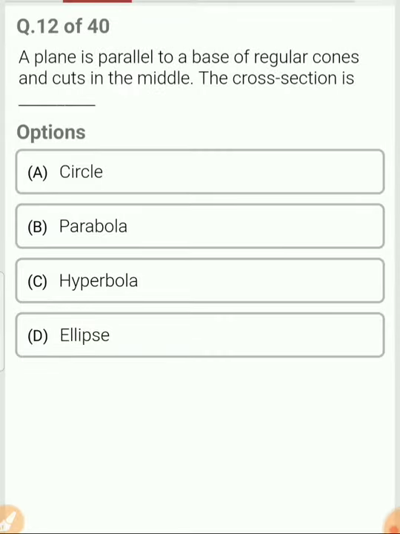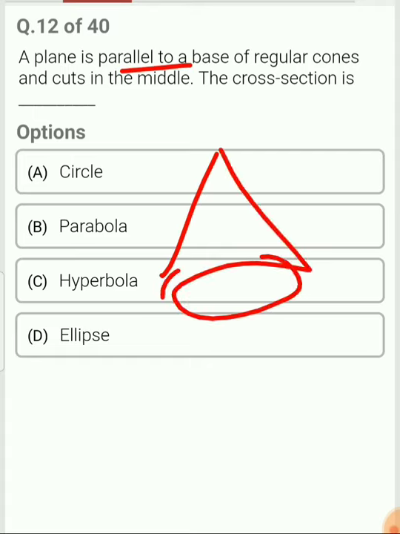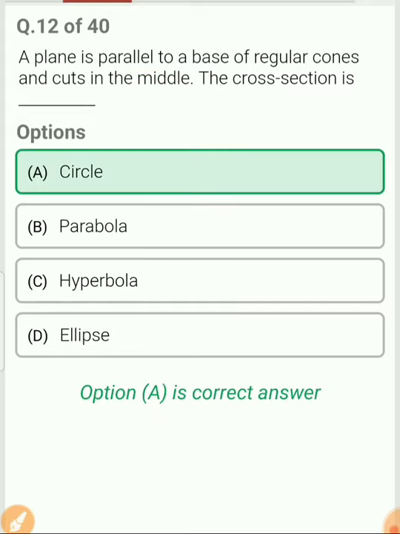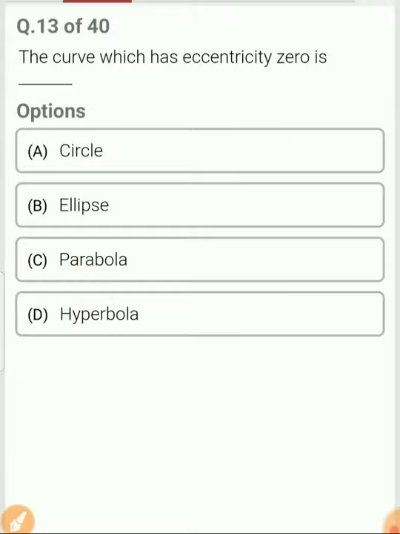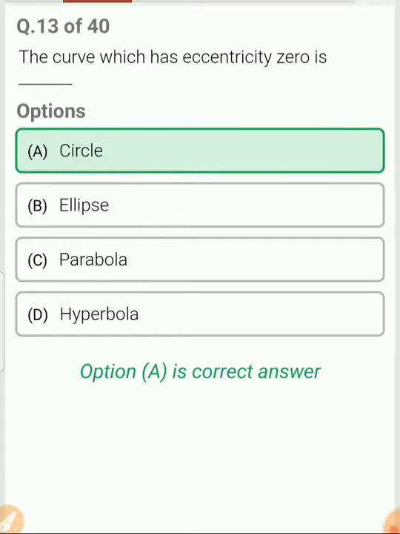A plane is parallel to the base of a regular cone and cuts it in the middle. Then what is the cross section? It is parallel to the base. So we have a cone and the cross section cuts parallel to the base. The section over here is nothing but a circle. The curve which has zero eccentricity is the circle.